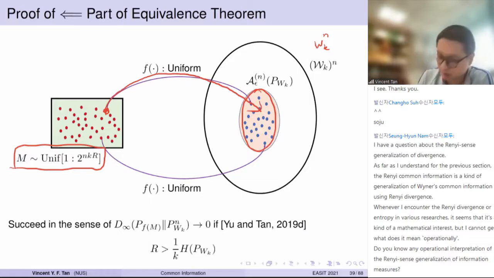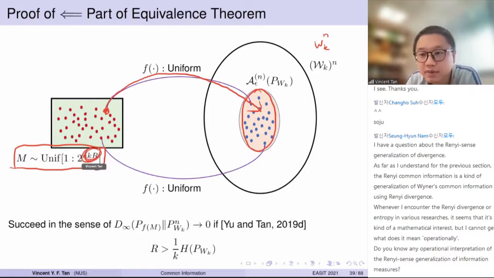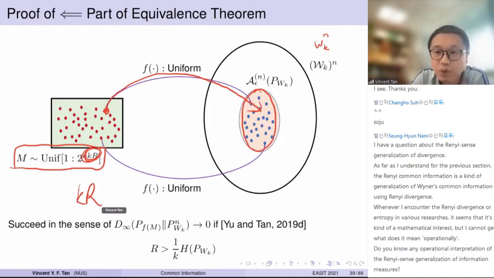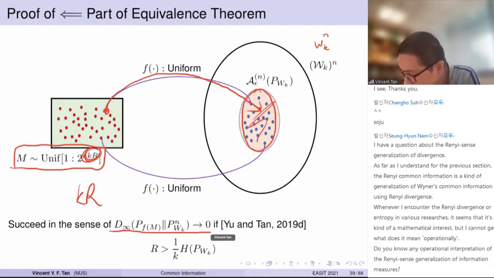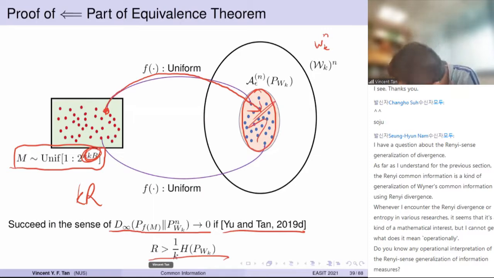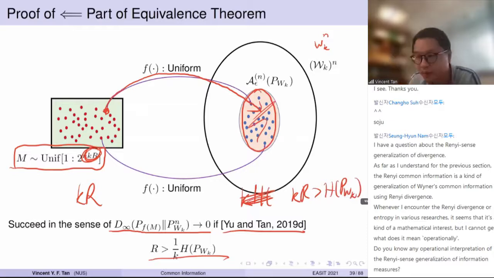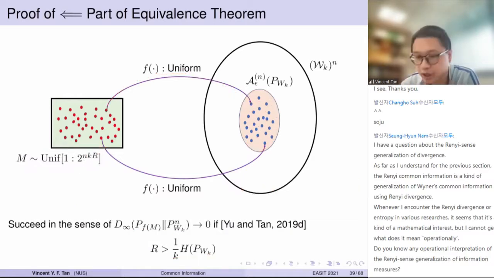Now, when will we succeed? If this is big enough, this KR, the effective rate here, is KR. If KR is big enough, we will succeed in covering this part, in the sense of driving the infinity Renyi common information to 0. And this was done in one of our previous works. If the rate is large enough, basically if KR is bigger than the entropy of P of W^K, we will be okay. This is just standard resolvability, for the source part, not the channel part.